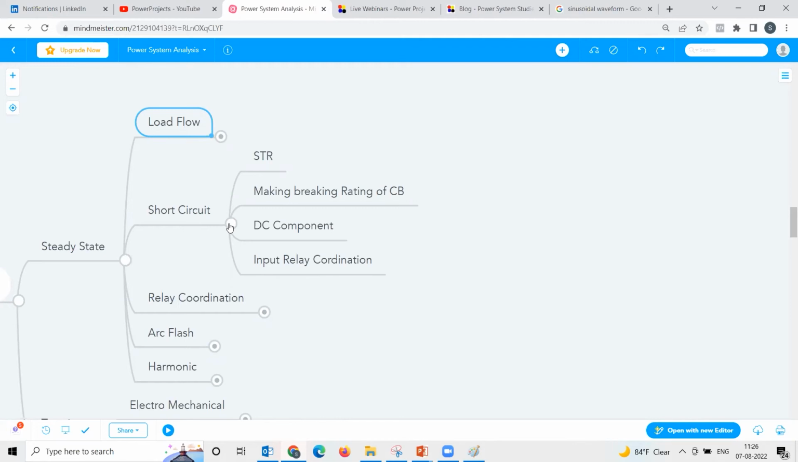And the short circuit study is not just an input for relay coordination; it is an input for harmonics, for transient studies, for motor starting, and for arc flash. So short circuit is ideally an input for all other studies, right? And the short circuit study we have seen so far is a steady state study, because our objective is to find out the worst case, which is the maximum short circuit current.